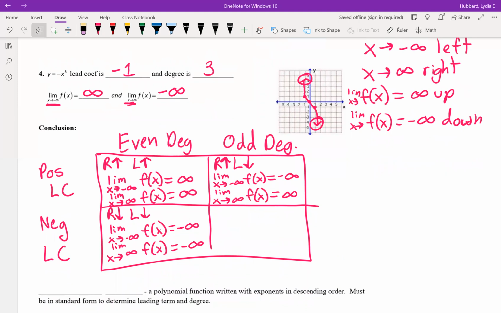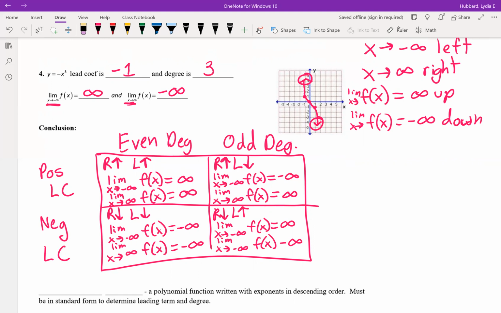And then finally, in number 4, if we have a negative leading coefficient and an odd degree, our right side was going down and our left side was going up. So the limit as we go to the left, so negative infinity, our graph is going to positive infinity. And the limit as we go to the right is negative infinity. So things we should notice. If something is even, the right and the left do the same thing. If something is odd, the right side and the left side do the opposite. Okay, so even they're doing the same, odd they're doing the opposite.